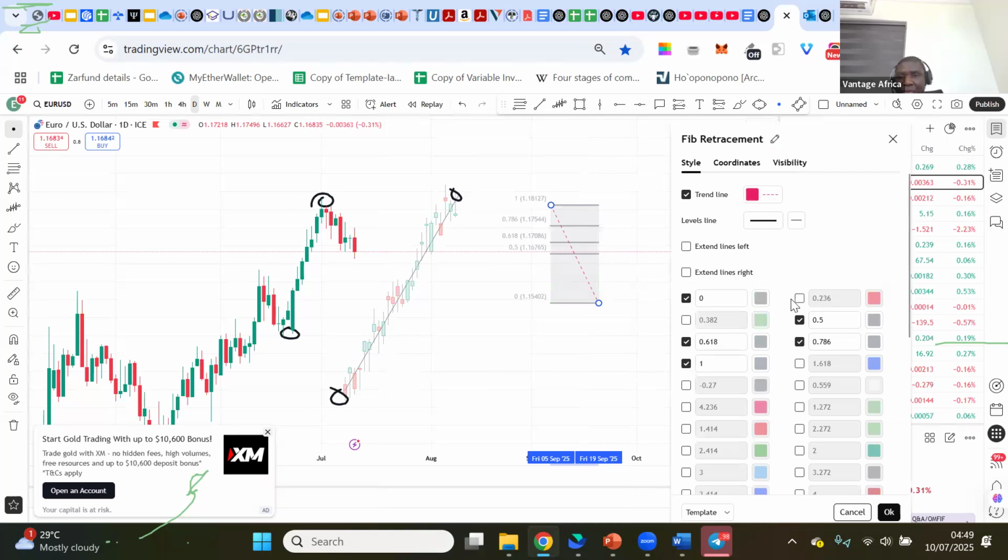If I decide to check the 0.236, it appears there as well. If I uncheck it, it goes away, right? So that's the way it works. I am the one that selected this. So you can definitely select these yourself and decide the levels.